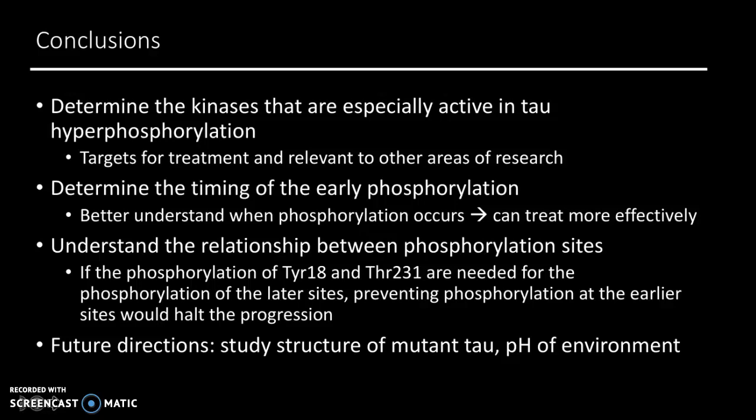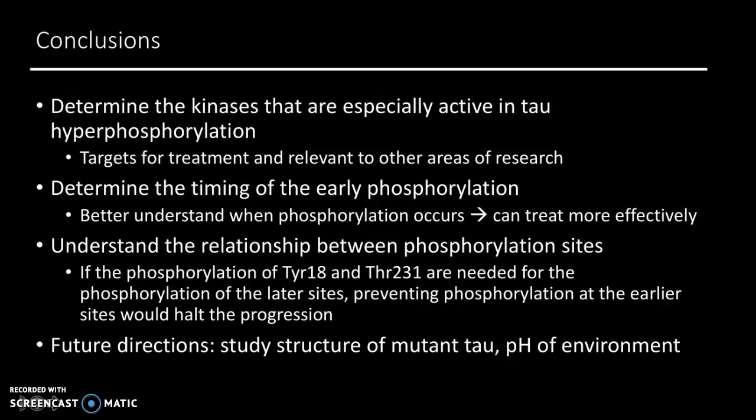Lastly, out of just curiosity, I'd like to understand the relationship between the phosphorylation sites. So as I just said, if the phosphorylation events at tyrosine 18 and threonine 231 are needed for the phosphorylation of the later sites that I mentioned, serine 202, etc., if we could prevent the phosphorylation at these 2 sites, this should either slow or halt the progression of Alzheimer's disease, simply because the tau protein can't continue to be hyperphosphorylated, and therefore it can't misfold and interact in an improper way.